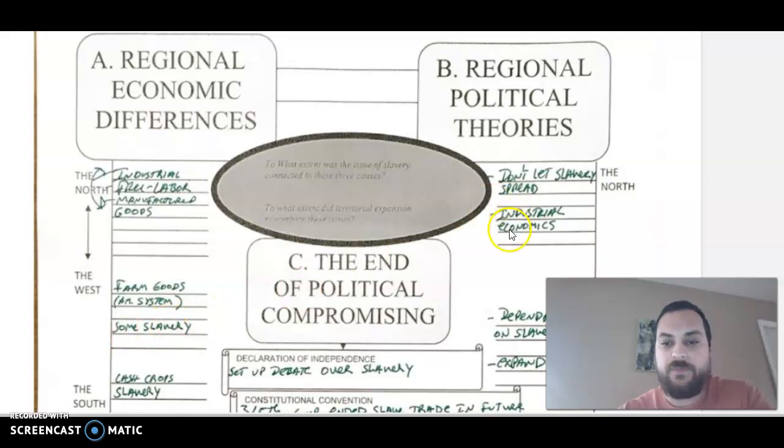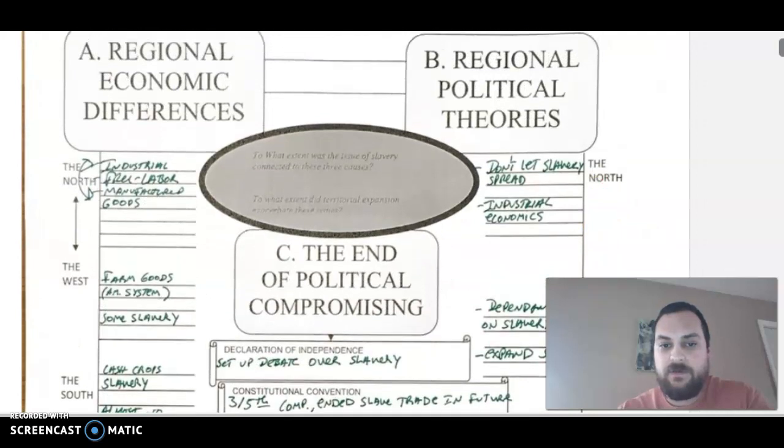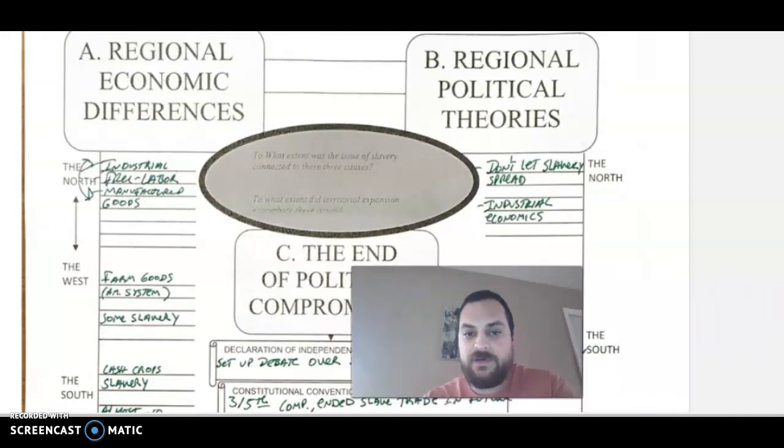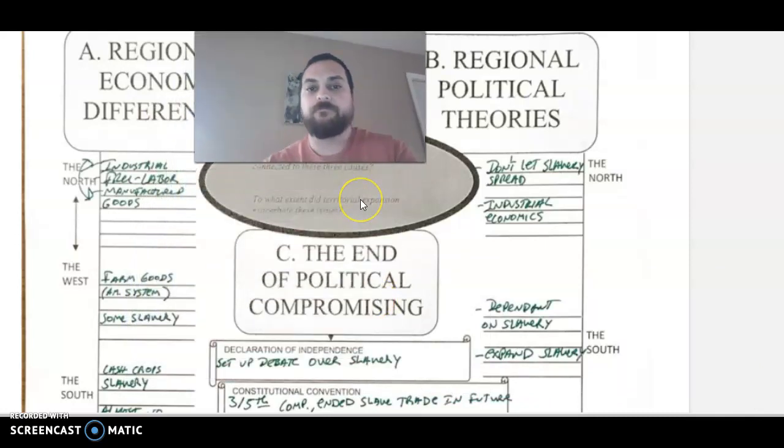Let's look at the different political theories. Let me. Oh, my handsome face is right in the way. Let me do this. I'll move myself over here. Okay, that's awkward. Put myself up there.